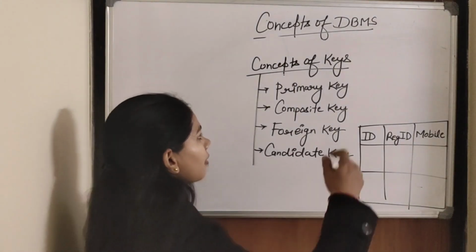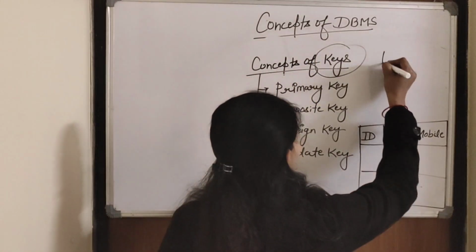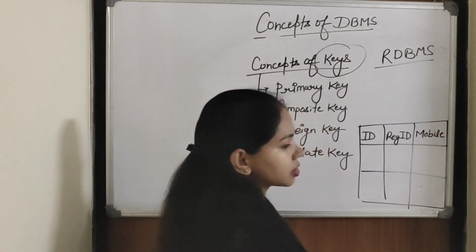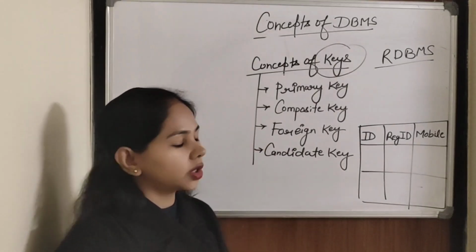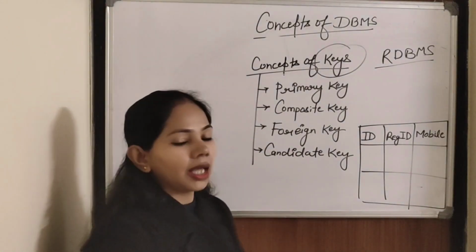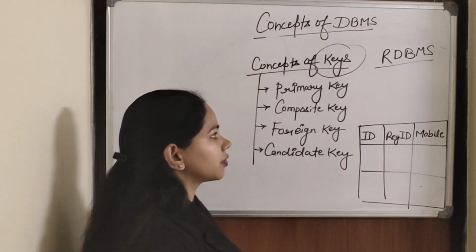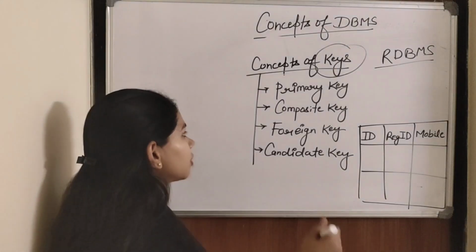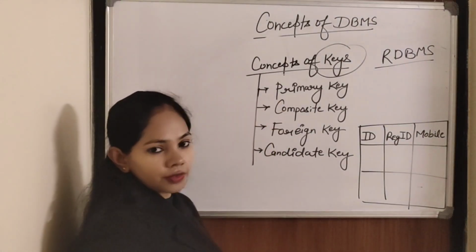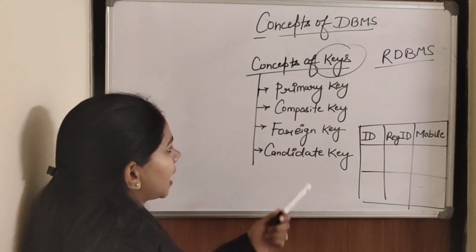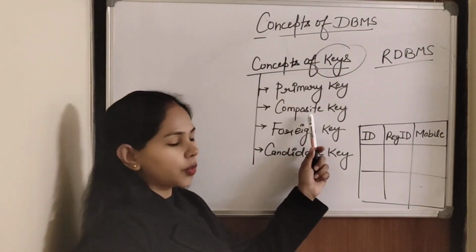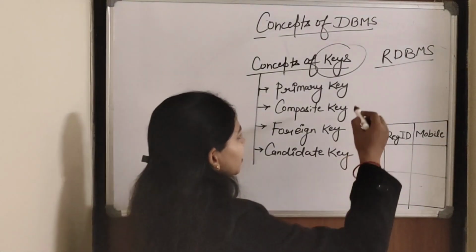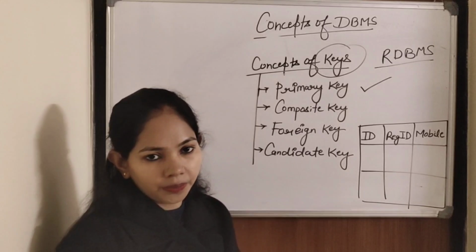So first of all we have to know what a key is. In RDBMS, Relational Database Management System, keys play an important role, and we use them to identify any row and column in our database system. First we are going to start with the types of key in DBMS, that is primary key, composite key, foreign key and candidate key. So first we are going to start with what is the primary key.